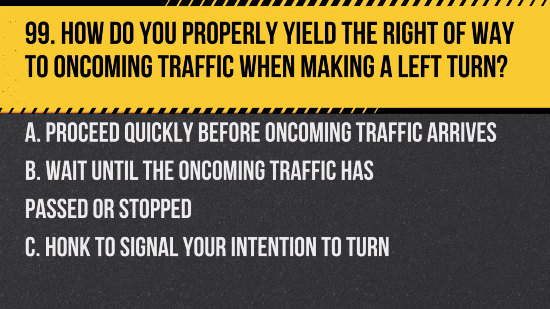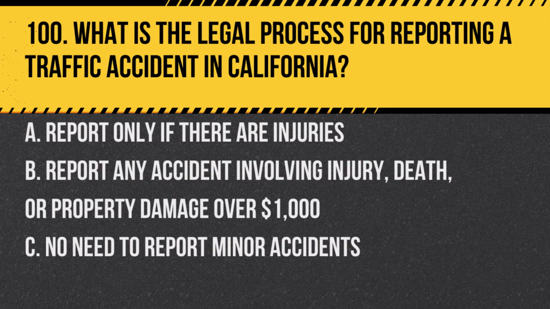Question 99. How do you properly yield the right-of-way to oncoming traffic when making a left turn? A. Proceed quickly before oncoming traffic arrives. B. Wait until the oncoming traffic has passed or stopped. C. Honk to signal your intention to turn. Answer: B. Wait until the oncoming traffic has passed or stopped. When making a left turn, yield to oncoming traffic and turn only when it is safe to do so, without interfering with oncoming vehicles.